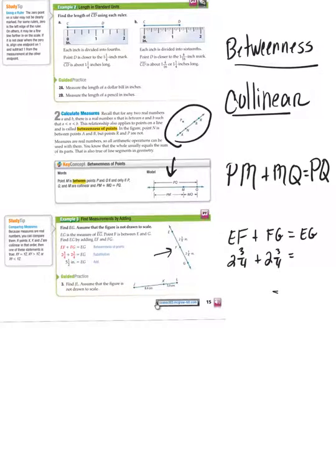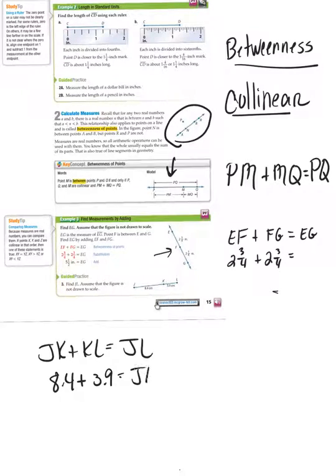But for right now, if a point's between two endpoints, we will know that from J to K plus from K to L will equal what they've asked us to find, which is JL. So the 8.4 plus the 3.9 has to be my JL measure. So when I add those two together, I get about 12.3. That's the length of JL.